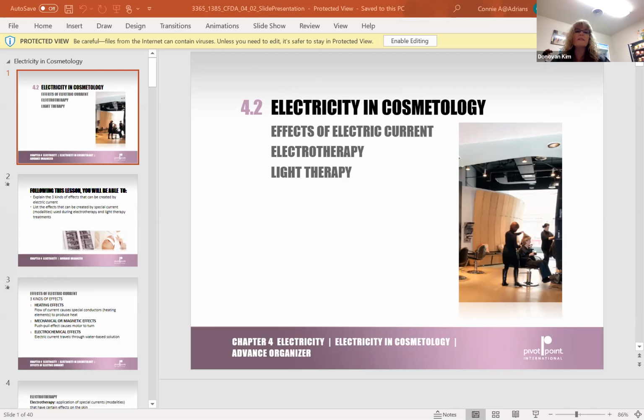The next one we have is the mechanical or magnetic effect. So the push-pull effect, the magnets, when you turn them one way, they repel, and you turn back and they go together. That's your push-pull effect. Causes the motors to run. These are usually done in clippers.